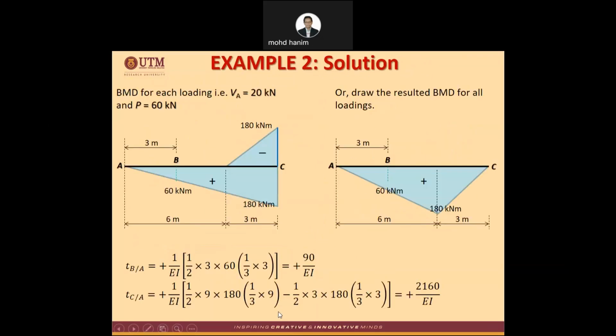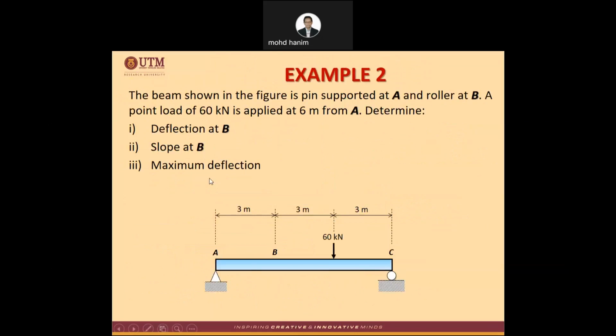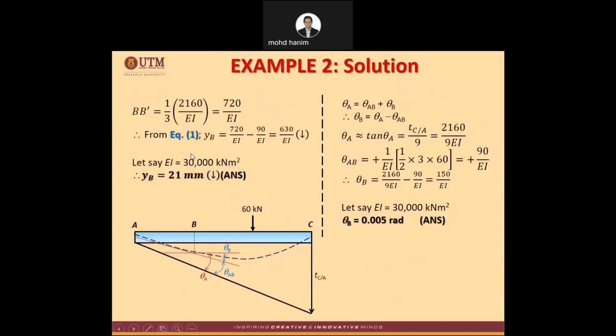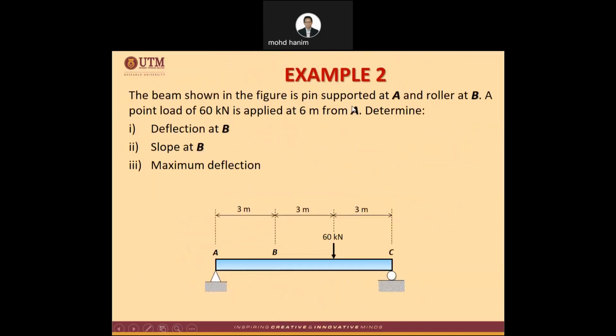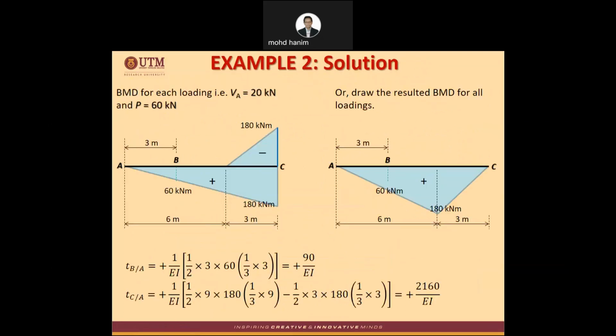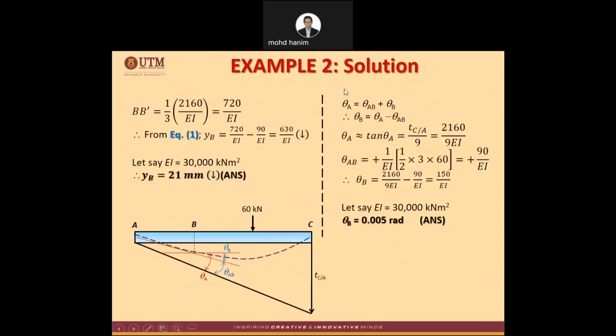And what next? Slope at B. Slope at B. Okay. So for the slope at B, we know that theta A equals theta AB plus theta B.